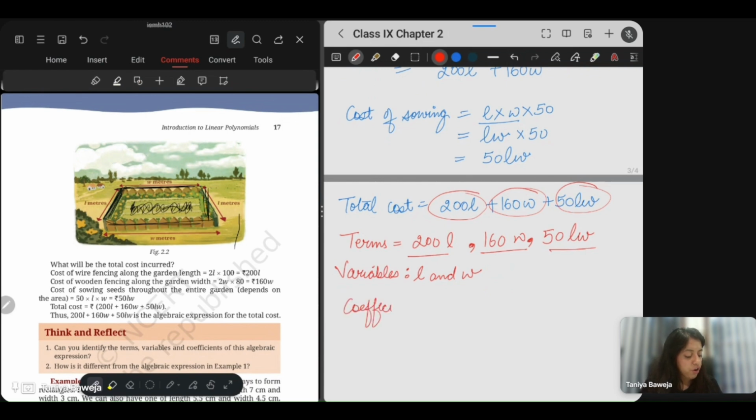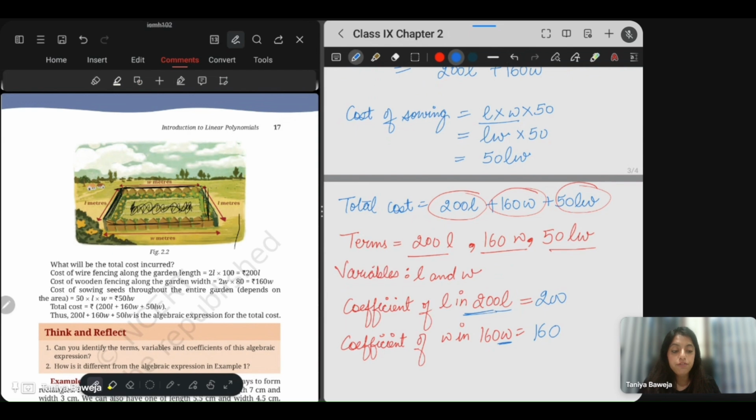So coefficient of L in the first term, coefficient of W in 160W. So what is there in front of L? It is 200. What is there in front of W in 160W? It is 160. Now, when we talk about 50LW, that is a different case.